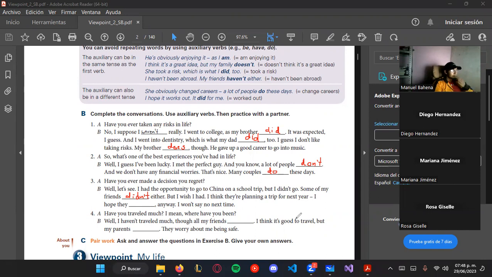But I wish I had. I think they're planning a trip for next year. I hope they do. Anyway, I won't say no next time. Exactly. Does anyone have another answer? ¿Alguien tiene una respuesta diferente? A different type of answer? Or another one?